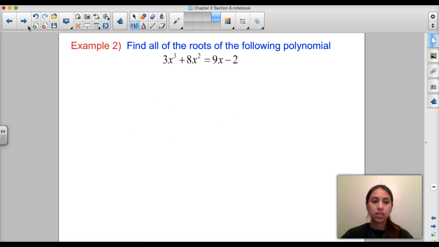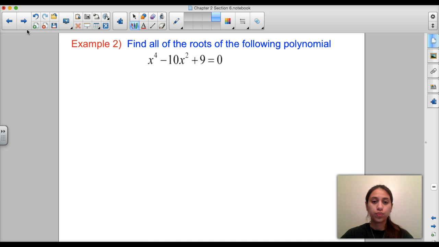So we're going to skip example 2 and go to this example here. Find all of the roots of the following polynomial. You see it doesn't say possible, but it says all of the roots. But the first step here is to use our P's and Q's to find the possibles. It's in standard form. We can see that the 9 would be our P.